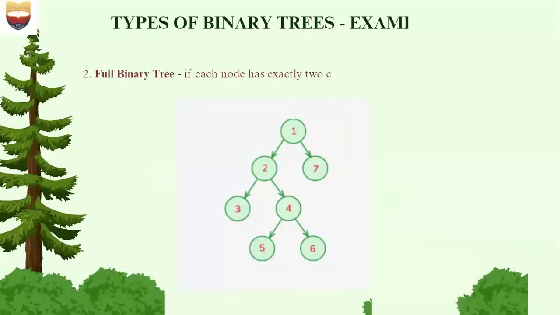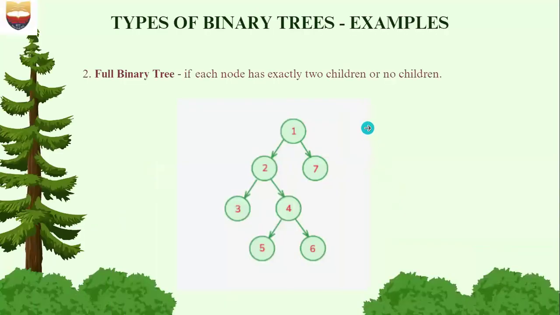Next category is full binary tree. A binary tree is said to be a full binary tree only if each node has exactly two children or no children. In case of full binary tree, if you take any particular node, it must have either exactly two children or no children, that is zero child. And the following diagram shows the structure of a full binary tree.